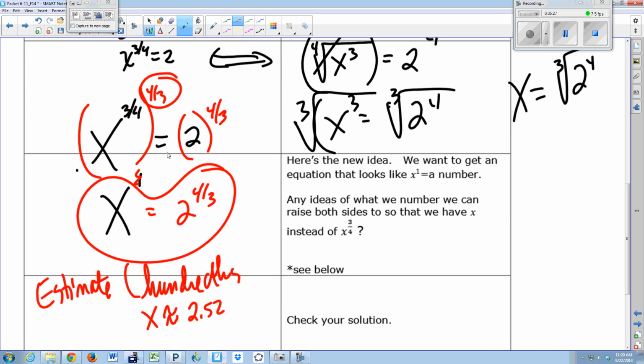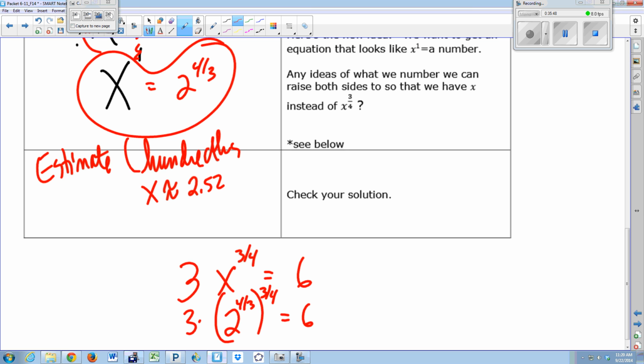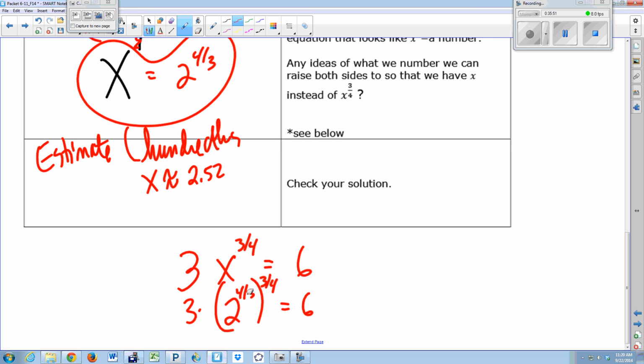So let's go back to our original equation and let's check it. 3x to the 3/4 equals, what was it? 6? Is that right? Yeah. Okay. So what's x? X is 2 to the 4/3. So where I see x, I'm going to replace it with 2 to the 4/3. I raise x to the 3/4. Let's see if I can even check this. What's 2 to the 4/3 raised to the 3/4? 2. And 3 times 2 is 6, and you're a happy camper. It works. Okay. So that's how to solve equations with rational exponents.